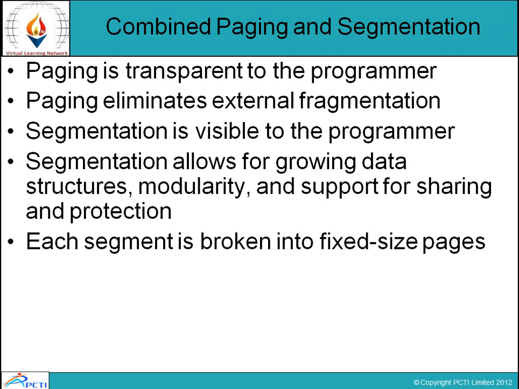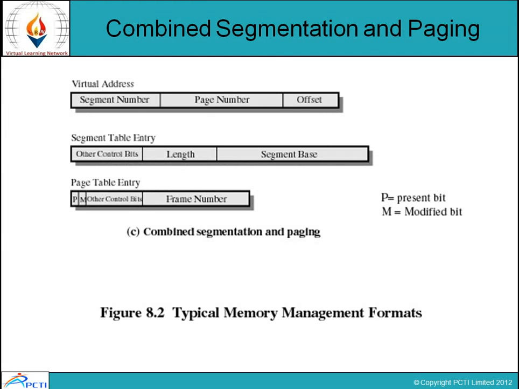Now, how the combination of paging and segmentation can work effectively. Paging is transparent to the programmer, and paging eliminates external fragmentation, while segmentation is visible to the programmer. Segmentation allows for growing data structures, modularity, and support for sharing and protection. Each segment is broken into pages of different sizes for segmentation and equal sizes for the pagination process. This diagram shows how the combination of segmentation and pagination works.